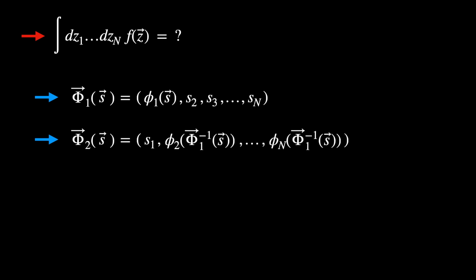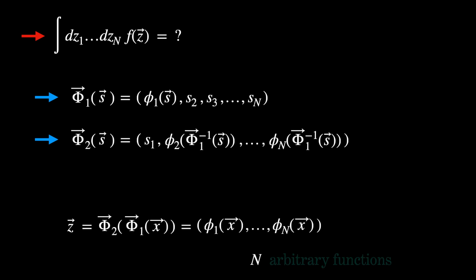As before, S is the placeholder input variable. What we need is the composition of these two maps to give a resulting mapping between z and x in terms of n arbitrary functions, which is what we did for the two-variable case. You can see that this is true from the definitions of these two maps.